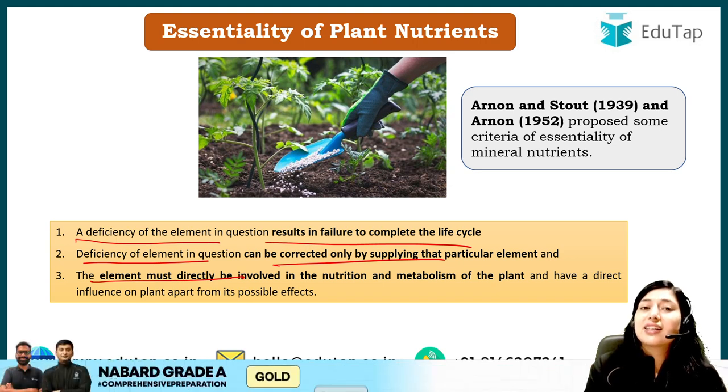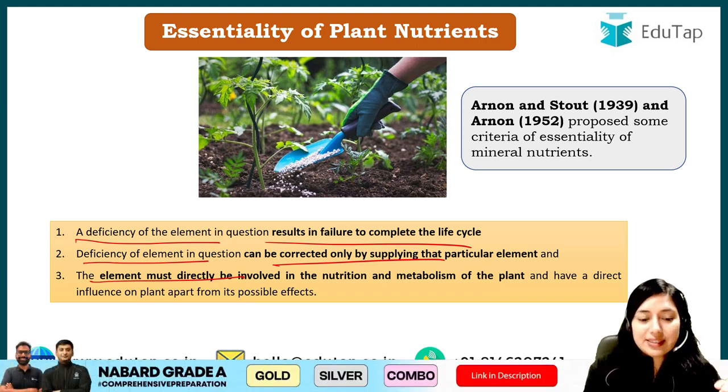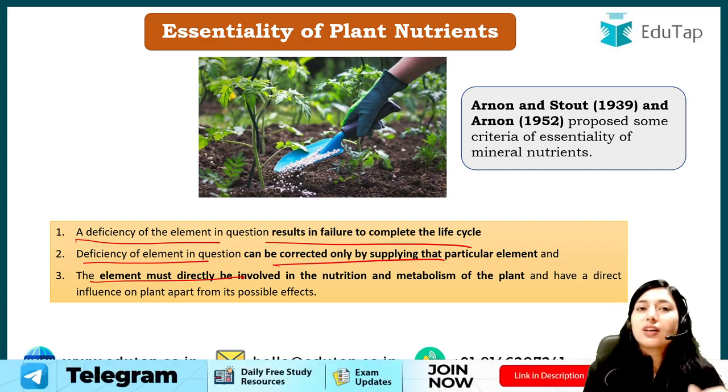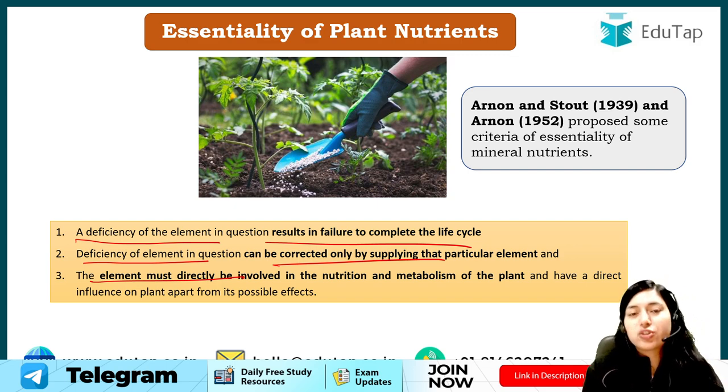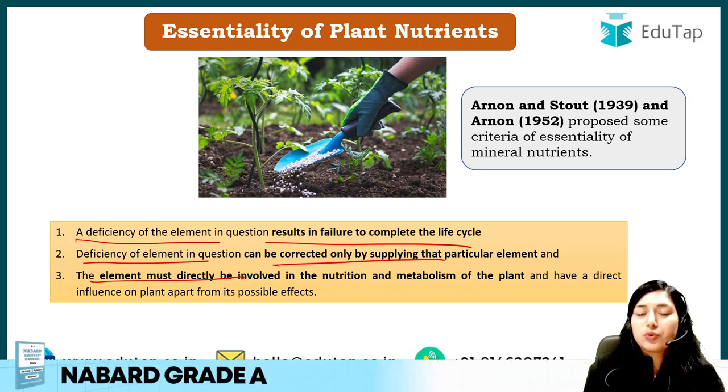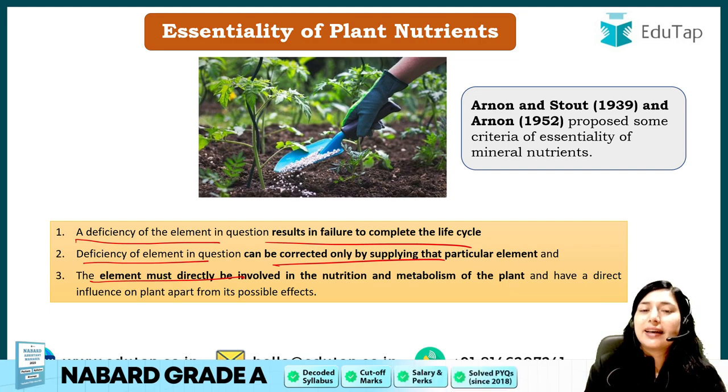नेक्स्ट क्राइटेरिया इज कि उस न्यूट्रिएंट की डेफिशिएंसी से, means if that nutrient is found deficient, we cannot correct it by supplying any other nutrient. ठीक है. And third criteria is that it should be directly involved in nutrition and metabolism of plant. So कोई particular mineral, कोई particular nutrient which fit in these three criteria will be considered as essential plant nutrient.